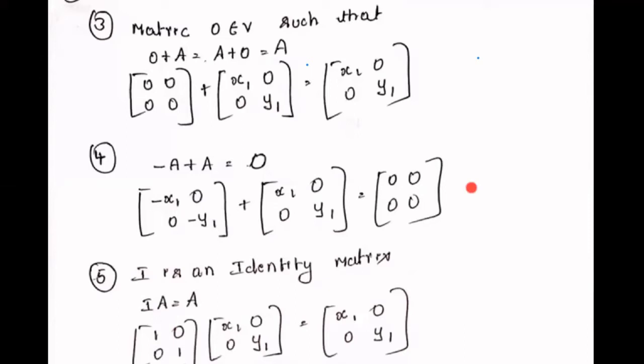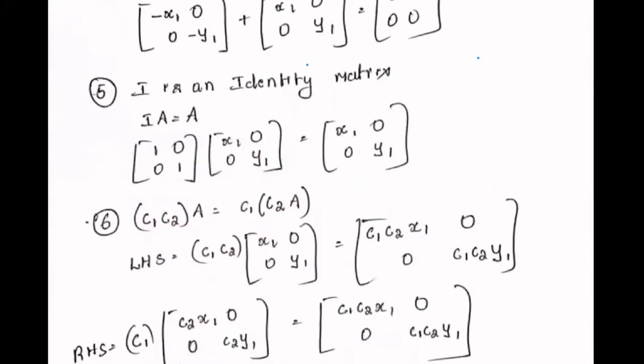Whereas the fourth one is you have to find the vector such that you add it with the vector a and you get the zero vector, right? So vector a is x1 0 0 y1. If you add minus a, you will get 0, right? So you have to add minus x1 0 0 minus y1. So after adding, what you get is 0 0 0 0, right? So minus a you have to consider in order to prove the fourth one, right?